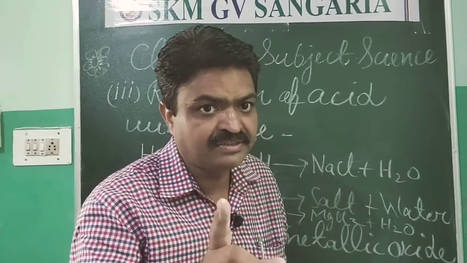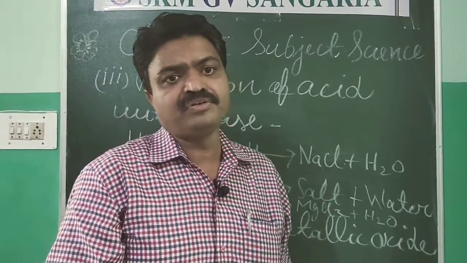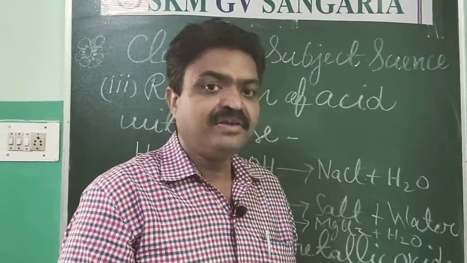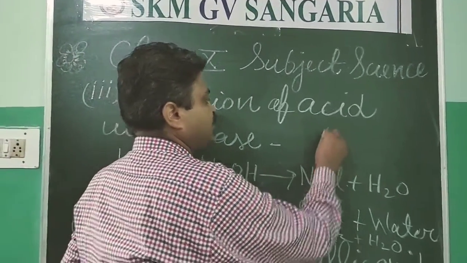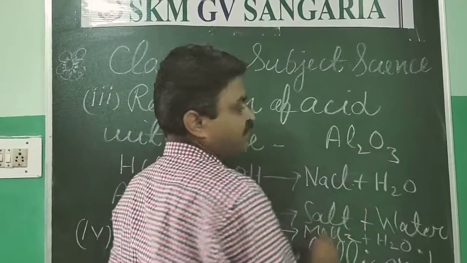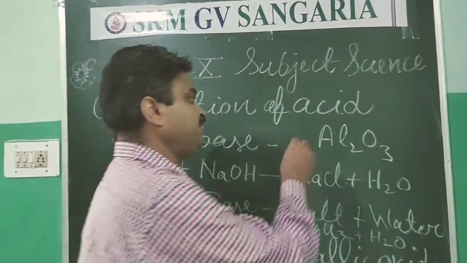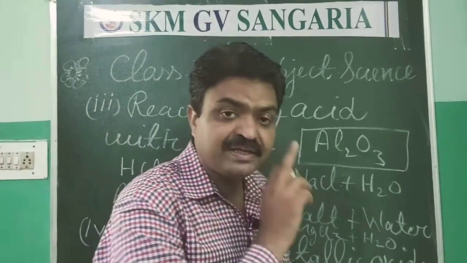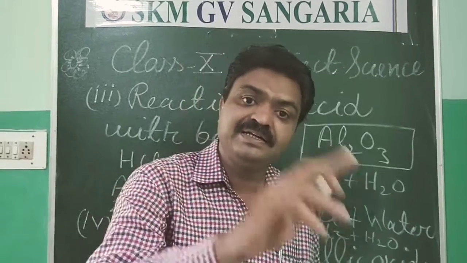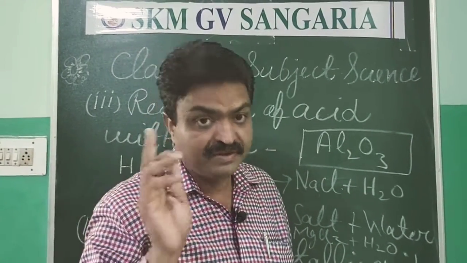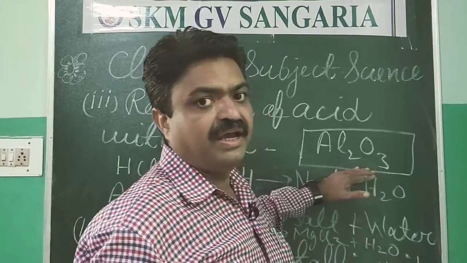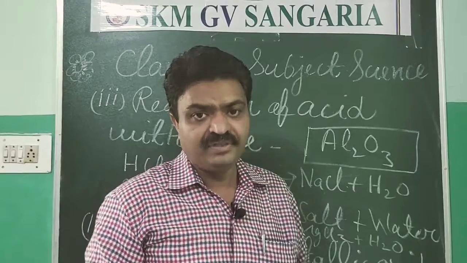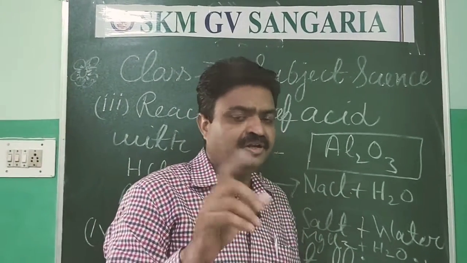Those oxides are known as amphoteric oxides, and the example of amphoteric oxide is aluminium oxide, student, Al2O3. Aluminium oxide is an example of amphoteric oxide because it can react with both acid and base. That's why it is known as amphoteric oxide, student. So now you will learn these reactions and you will also read them in your book.